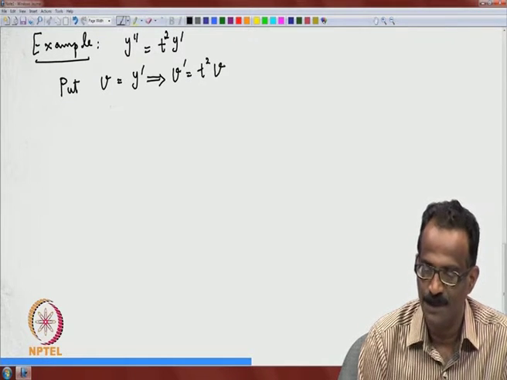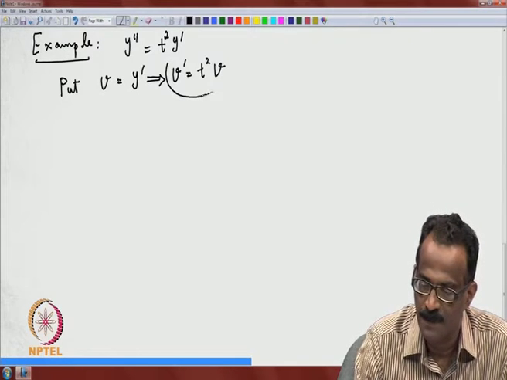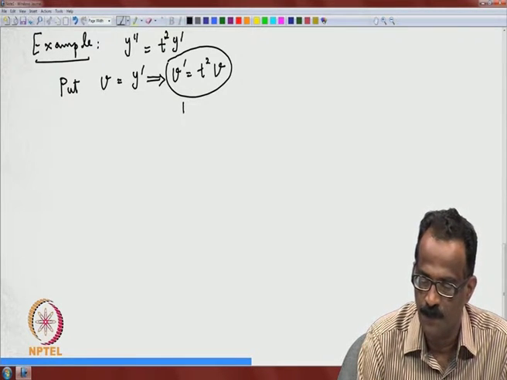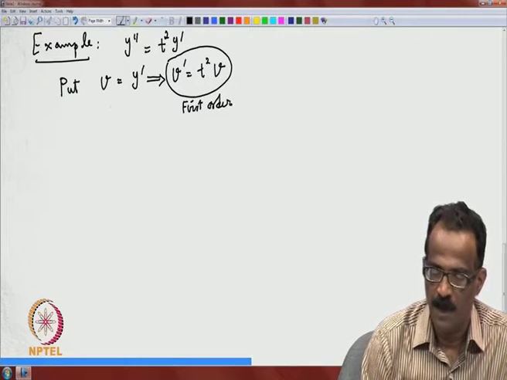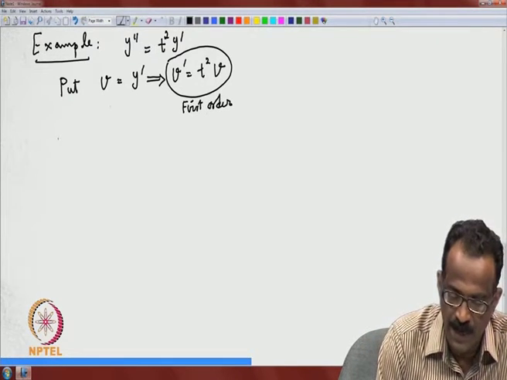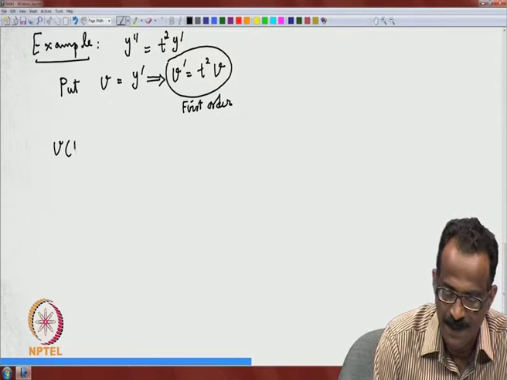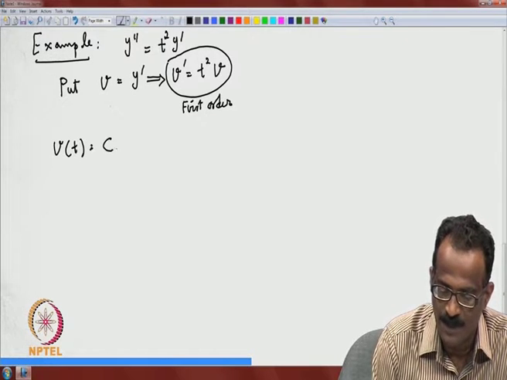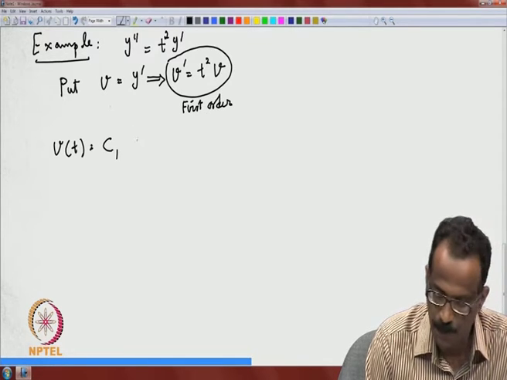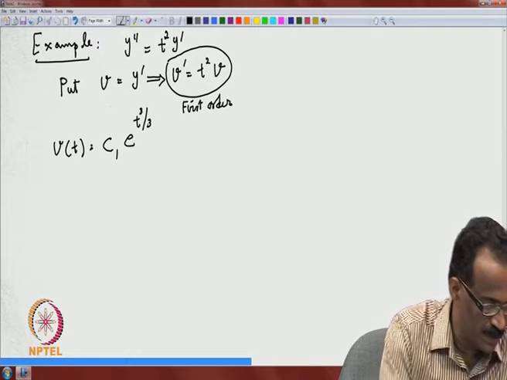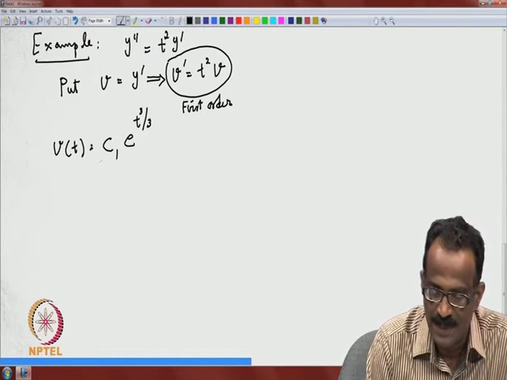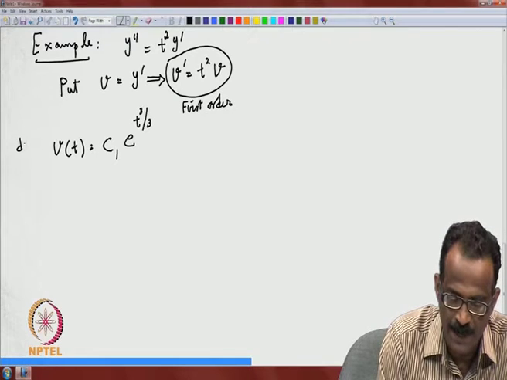So, you see, this is a first order equation, and you can solve for v t. You can write down your v t in the usual way, some constant c 1 into e power t cubed by 3. So, you can have your solution. And now, what is v t? This is nothing but dy by dt.